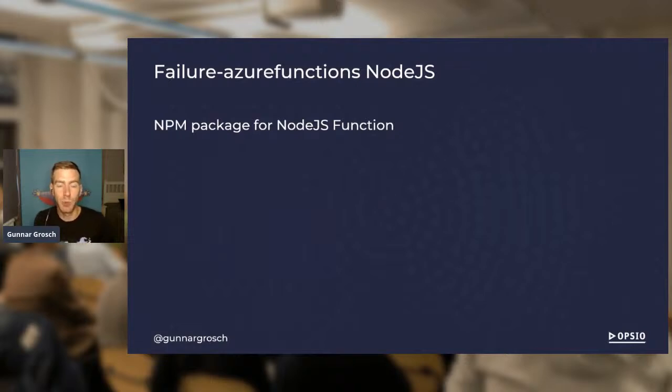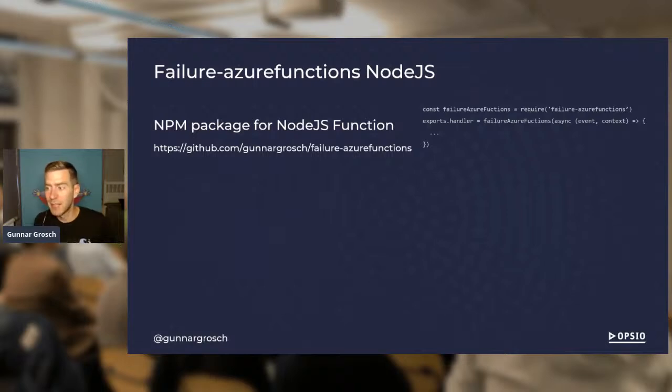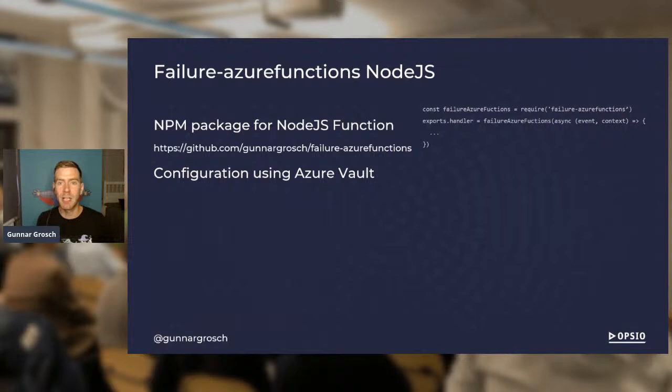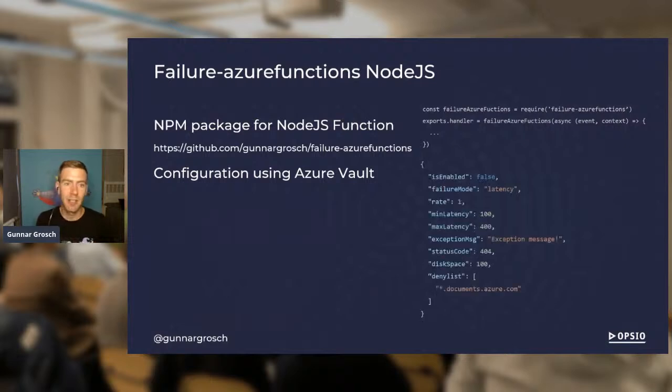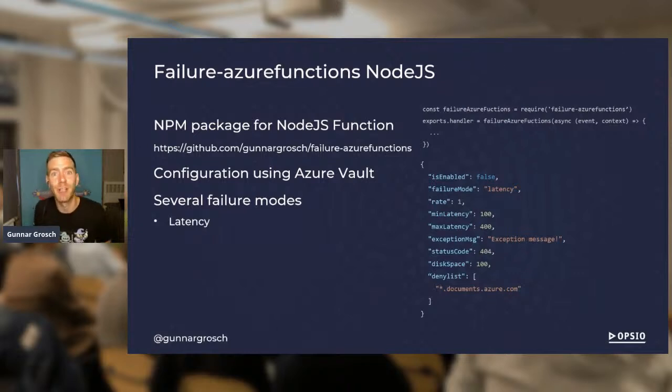So looking at that, it's an NPM package for Node.js functions. It's available on GitHub and NPM, of course. And that text is quite small, but basically what you do is you install the package, and then you wrap your function handler with this tool. So you wrap it, and then you're able to add experiments through that. And the configuration is done using Azure Vault. So we're storing a JSON object in Azure Vault, which contains all of our configuration, if it's enabled or not, and so on. And we have a few different failure modes to choose from. One is latency, so we're able to add latency to our functions.